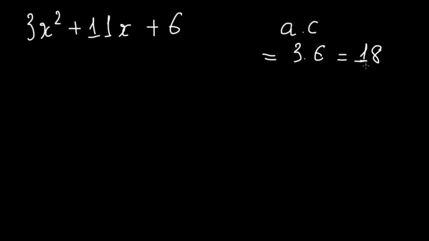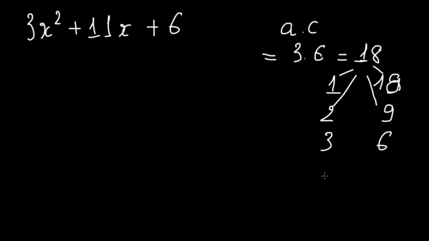Then we break 18 down into numbers. No, actually 1 and 18. 1 times 18 is 18. 2 times 9 is 18. Then 3 times 6, and then 6 and 3, 9 and 2, and 18 and 1, which is the same as above, right?